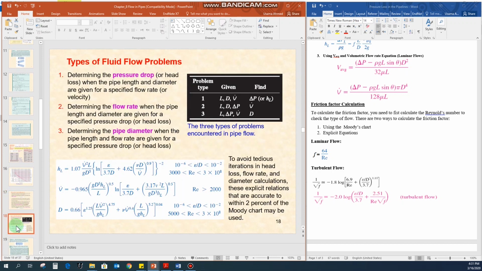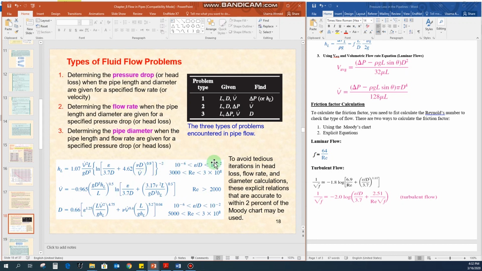Now let us see some of the fluid flow problems. Here we have to deal with three things. For example, in a piping system, sometimes we need to calculate the head loss, or the volumetric flow rate, or the value for the diameter. Now these are the three explicit functions to calculate the head loss, volumetric flow rate, and diameter.